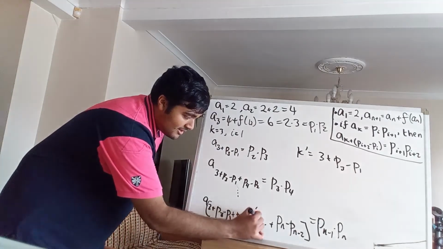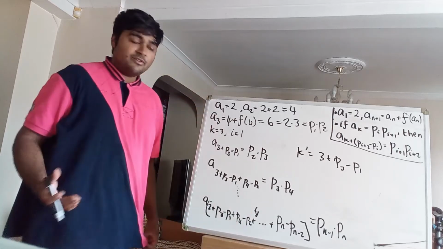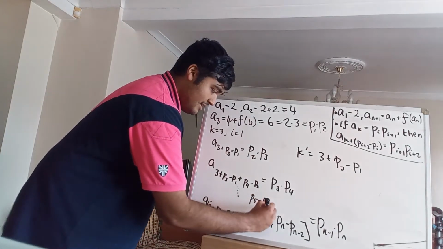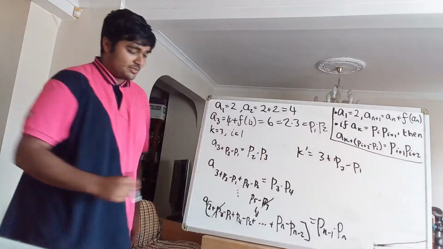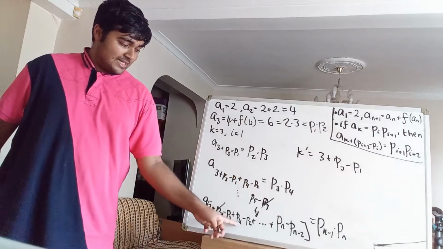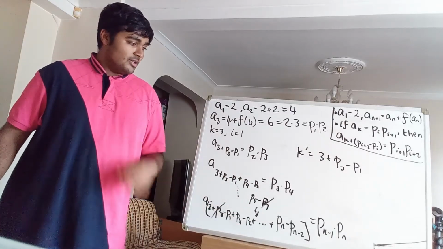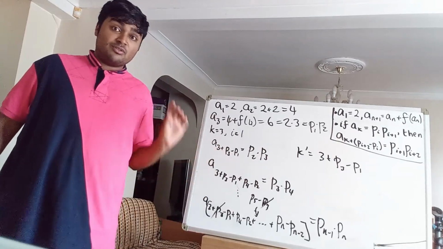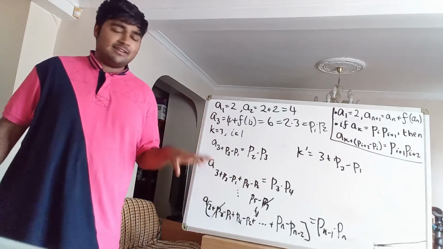If I just put the next term here, which would be p5 minus p3, this p3 is going to cancel with this p3. The next term would be p6 minus p4, the minus p4 would cancel with this p4, and so on. So in fact, most of the middle terms will cancel, and what we'll be left with is just a few terms which we can just go ahead and evaluate.